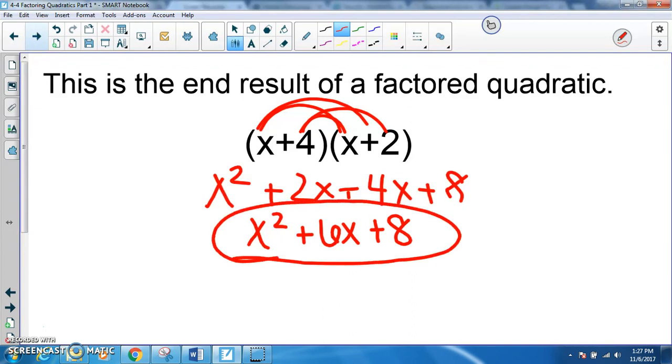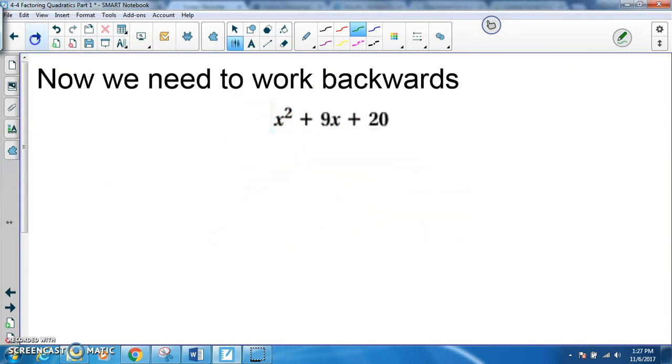This is what we are going to be starting out with. And then we want it to be factored into x plus 4 times x plus 2. It's in factored form because they are attached by multiplication, and x plus 4 times x plus 2 would give you x squared plus 6x plus 8. So we have to work backwards.